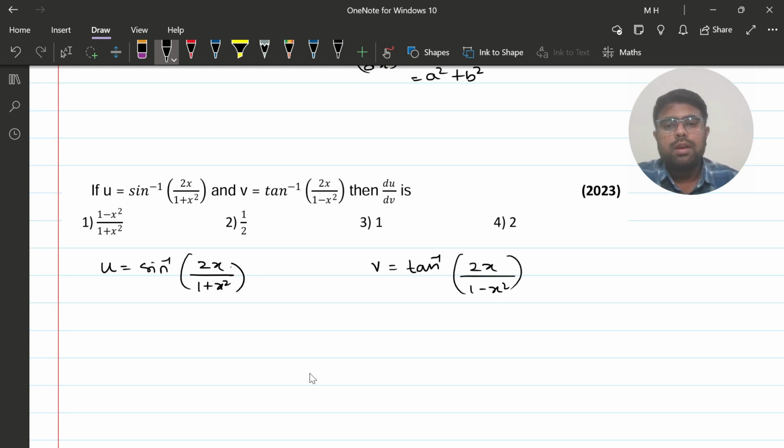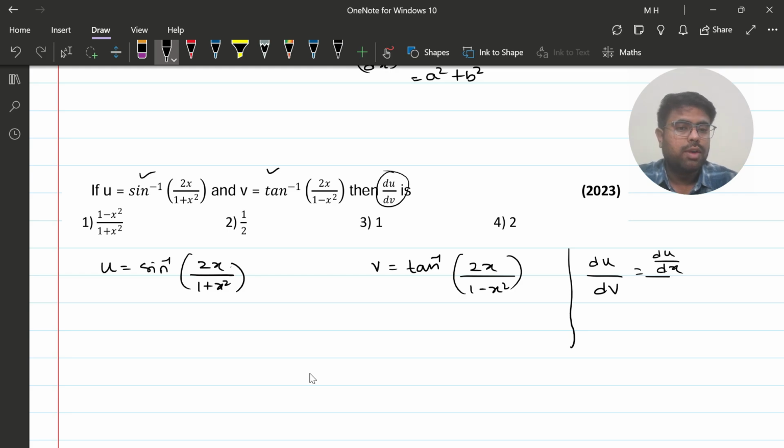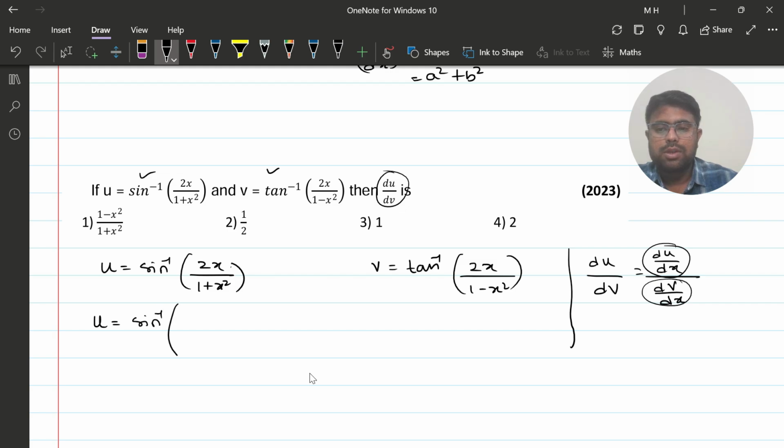Now look, we have to find out du by dv, right? How will you make a way from whatever is given to du by dv? Both the functions u and v which are given here are functions of x. So we know that du by dv can be written as du by dx divided by dv by dx by chain rule. So first I have to differentiate u with respect to x and then v with respect to x and then divide, right? So I'm going to do the same. u equal to sine inverse of, I'll put x equal to tan theta here.